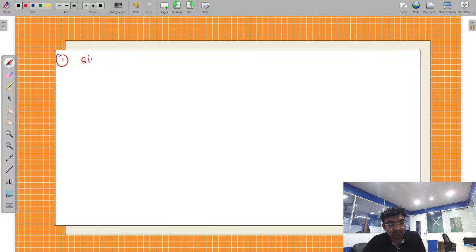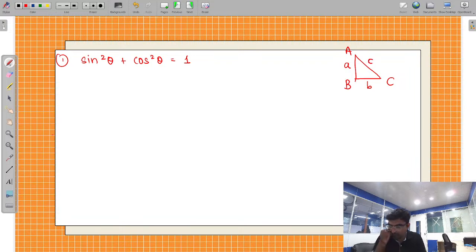Okay, so the first identity is sine square theta plus cos square theta is 1. Okay, now how is this identity possible? For that let's just build a triangle ABC, and each and every side I'll give some name. Side AB I'll call A, BC will call B, and AC will call side C. Now let's just imagine I'm talking about angle C.